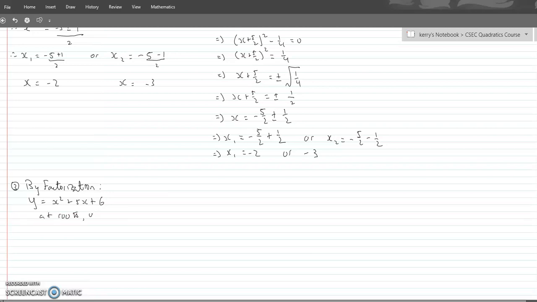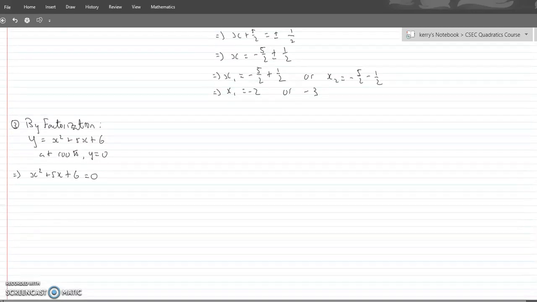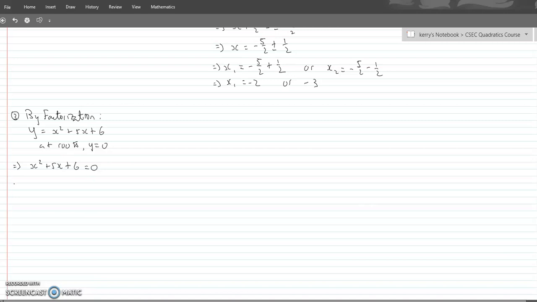At the roots, y is equal to 0. So check something here. If at the roots y is 0, this becomes x squared plus 5x plus 6 is equal to 0. But you all know how to solve this. You know how to factorize this one. You're looking for two numbers that, when multiplied, give us 1 by 6, which is 6, and when added give us 5. Go back about 10 or 15 videos and you'll see how to do this. You look at the factors of 6: 1 and 6, 2 and 3. 2 plus 3 add to give you 5, and 2 by 3 is 6.